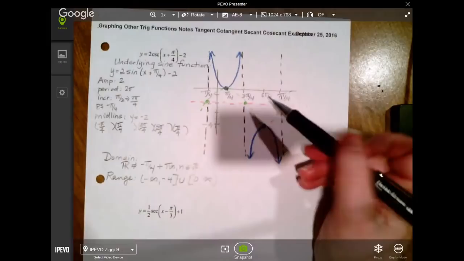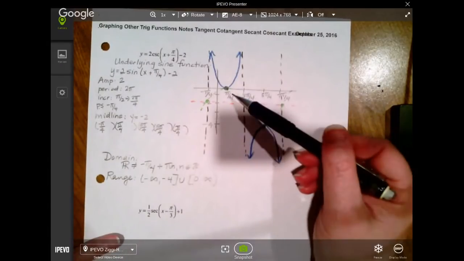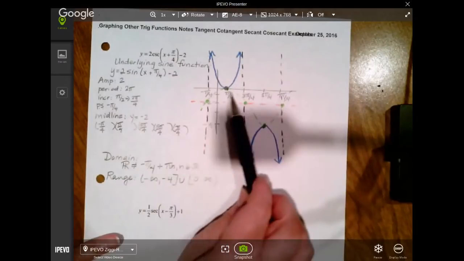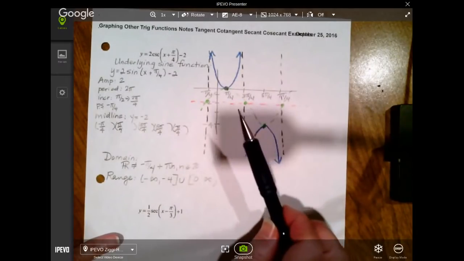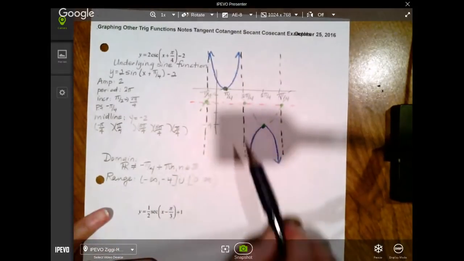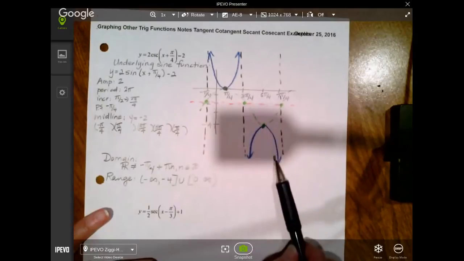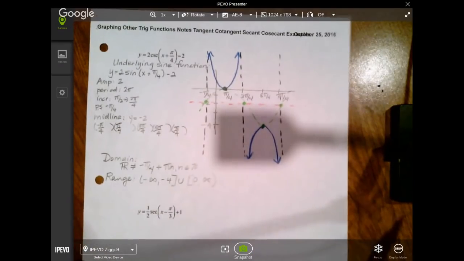Now I didn't say anything about the period here on cosecant and secant, but the period is going to be the same as the underlying sine or the cosine graph. And a complete period of secant and cosecant is a complete upward U and a complete downward U. Okay, so this one's period is 2 pi, just like the sine beneath it.